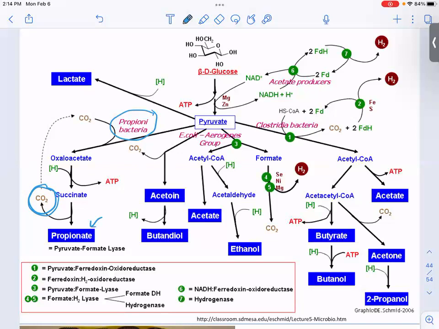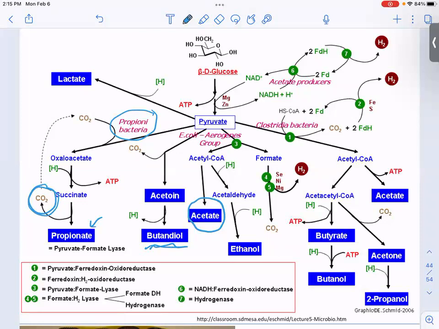Sometimes we can test to see which pathway a bacteria is using, and that helps us to identify the organism. So later on in the semester in lab, you're going to test to see if an organism is doing what we call a mixed acid fermentation, where acetic acid is one of the end products, or it's doing this 2,3-butanediol fermentation. Again, that helps us tell certain organisms apart from other ones.